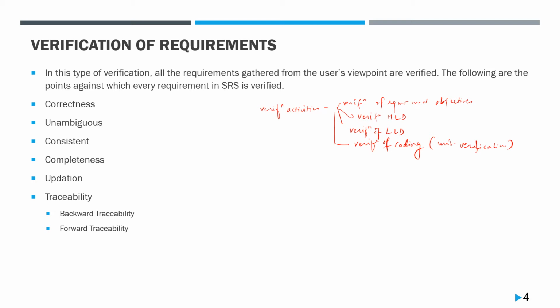So there are different objectives. Important things are correctness, unambiguity, consistency, completeness, updation, traceability, backward traceability, and forward traceability. Let us discuss each of them. So how to verify requirements and objectives? Requirements and objectives verification has a high potential of detecting bugs. Therefore, requirements must be verified.